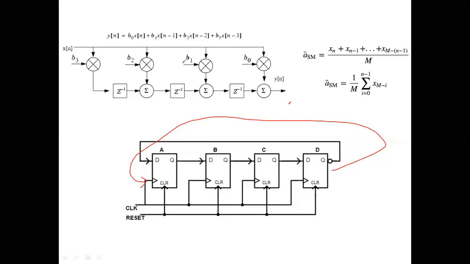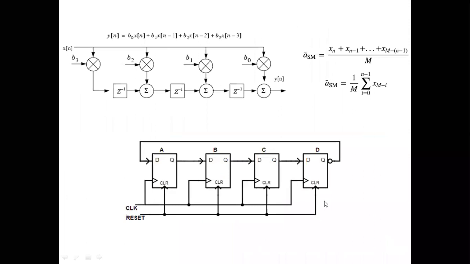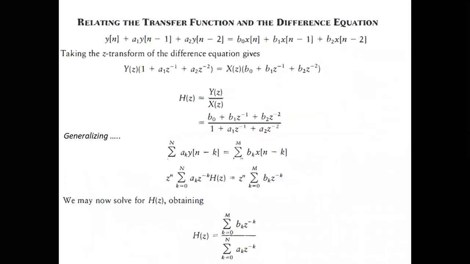Whereas if you have a system where the output is fed back to the input, in that case you will have difference equations where there won't be only x of n minus 1, x of n minus 2. There will be y of n minus 1, y of n minus 2, y of n minus 3, and so on. Okay. So it happens. So that's about difference equations.